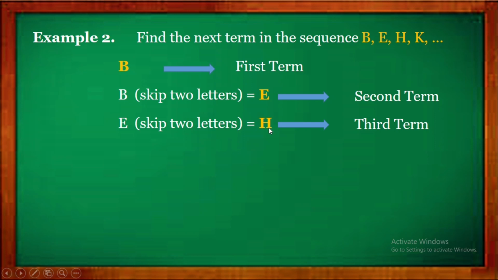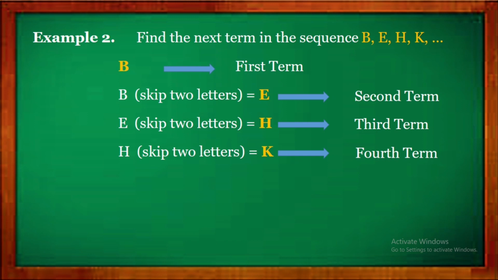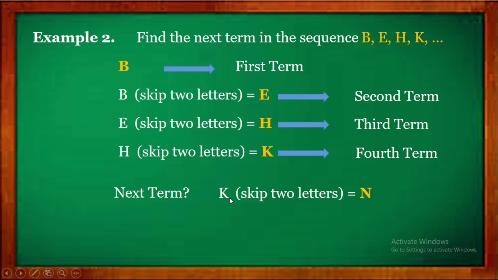And by using the third term, which is H, we have to skip two letters again. So after H, we have I and J. Then K. Then K now is our fourth term. So the question now is, what is the next term after the letter K? Since the fourth term is K, then we are going to skip two letters again. So L and M, and next to M is N. That is why N is the next term after letter K.